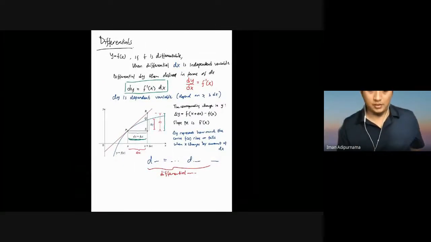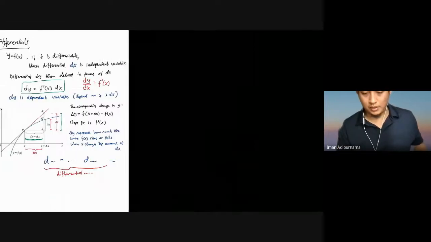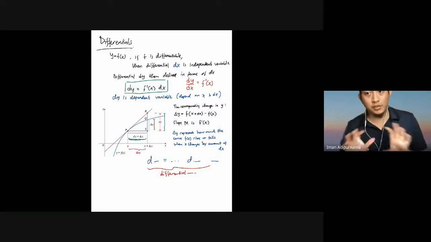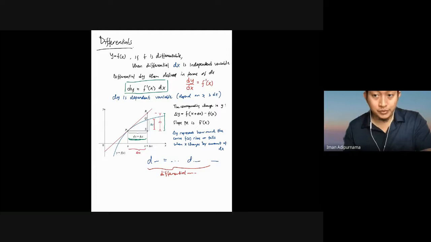Okay. I think that's it for chapter 3. So chapter 3, we'll say chapter 3 finish. Maybe 1 or 2 weeks from now, be prepared for the quiz. So only chapter 3, only derivatives. But now I will move to chapter 4.